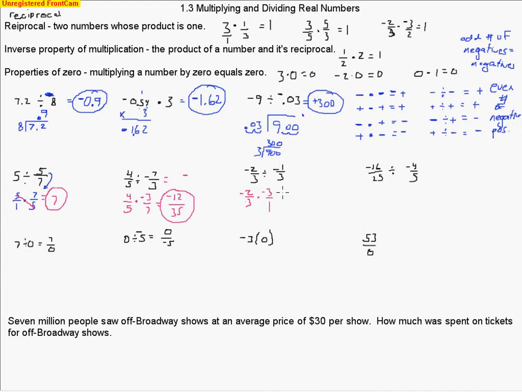Notice how we have 2 negatives, so I know it's going to be a positive number. So I look for cross-canceling, see a little bit there, and I get 2 as the answer.